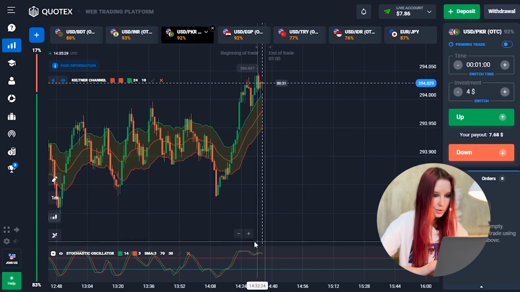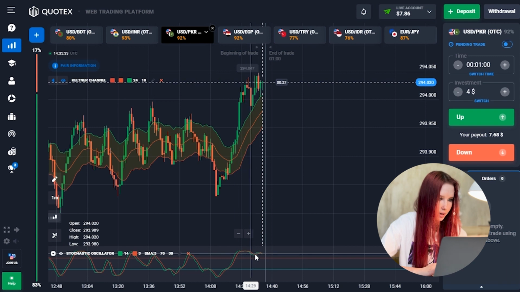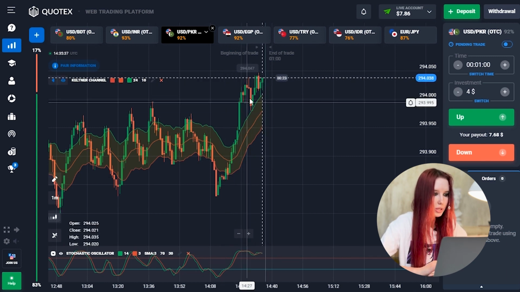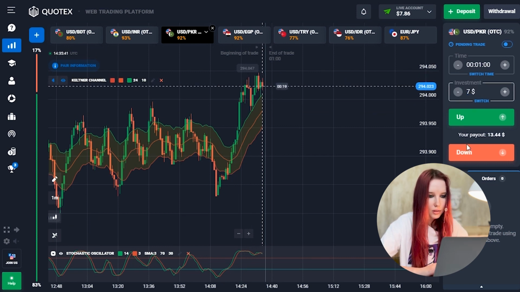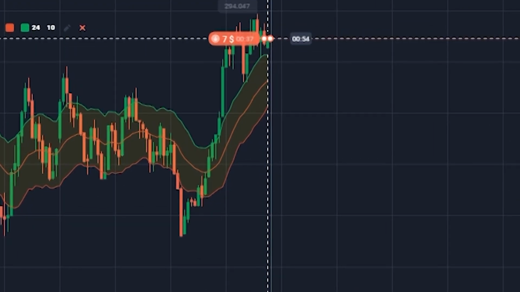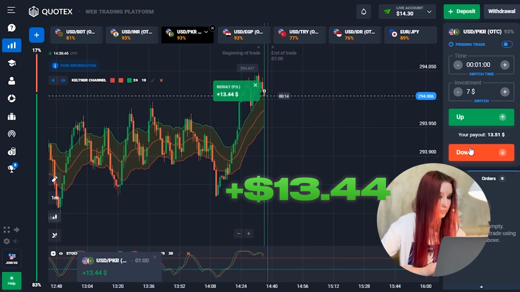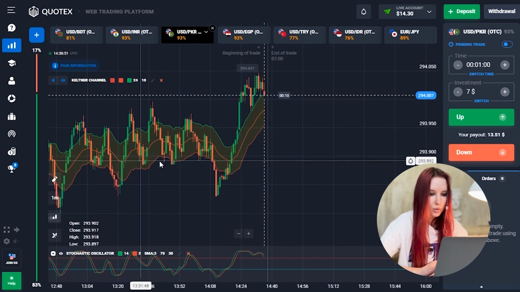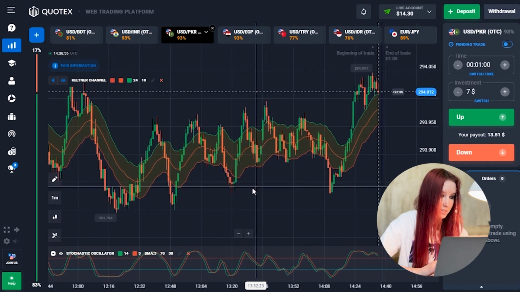This is an interesting situation. We see a strong bullish movement on this currency pair, and according to the stochastic oscillator, we see that the price has been at the upper level for a long time. So I think the price may go down right now. Well, that was really amazing. A really good entry point, 13 bucks is on my balance right now. It was an amazing deal.